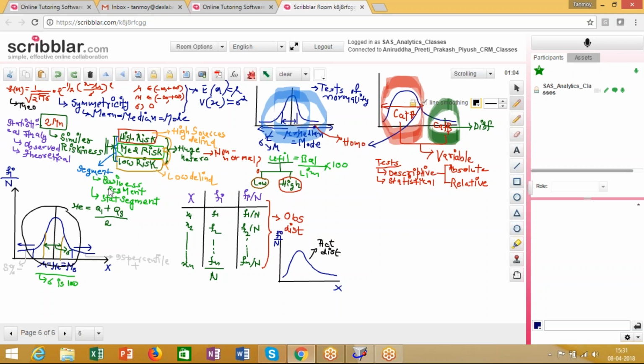So what I mean is, given this variable x, the actual and the observed distribution, we can try and find out whether the variable x follows a normal distribution or not. And to do that, we'll have certain statistical tests, right? So that is what we discuss next.